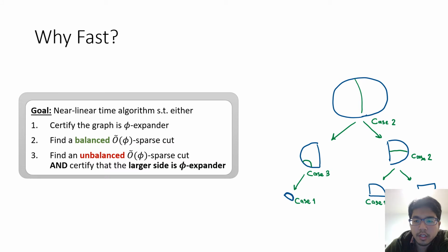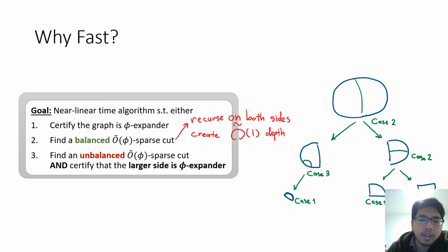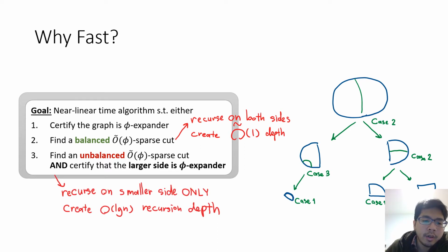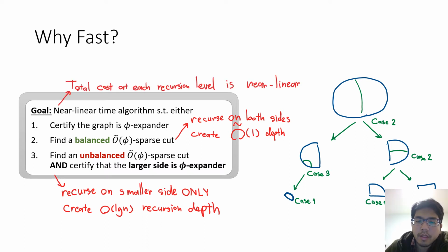Look at this recursion tree. You recurse on both sides. If it is case 2, it is balanced, so you recurse again on both sides. In the unbalanced case, you only recurse on the smaller side. Because of this, the depth of the recursion tree must be small: in the balanced case it creates at most polylog depth, and in the unbalanced case, because we only recurse on the smaller side, it creates only log n depth. And at each level of the tree, the total cost is at most near linear, because our algorithm is near linear.